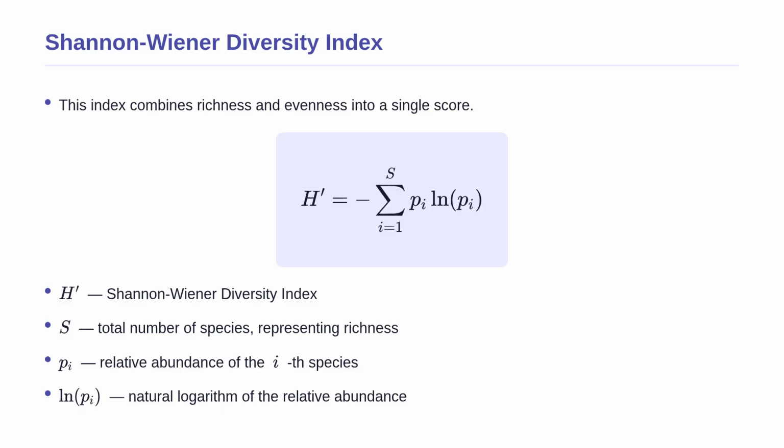H prime represents the final diversity index score. The large sigma symbol means we must add up the values for every single species, from the first one up to S, which is the total number of species. For each species, we take its relative abundance, P sub i, and multiply it by the natural logarithm of that same proportion. Finally, because the natural log of a fraction is always negative, we place a negative sign at the very front of the equation to ensure our final diversity score is a positive number.